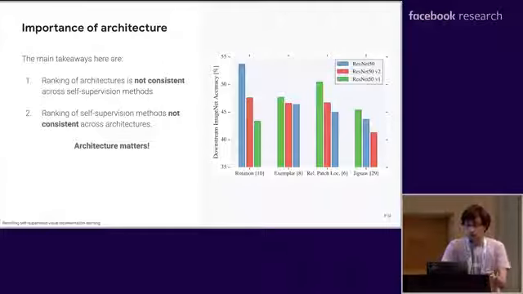You can see these results from a different angle and observe that the ranking of different self-supervised techniques is not consistent across architectures. For example, if you use ResNet v2, it may appear that rotation is better than predicting relative patch location. However, if by chance you use ResNet v1, it looks like relative patch location is much better than rotation. So the main message here is that architecture matters a lot in self-supervised learning.